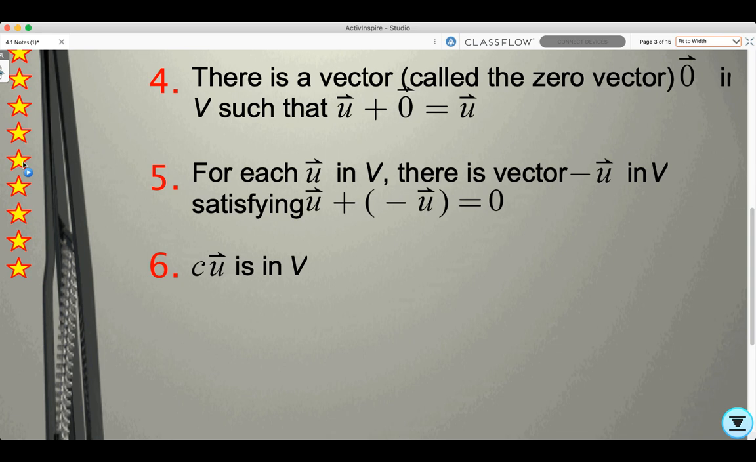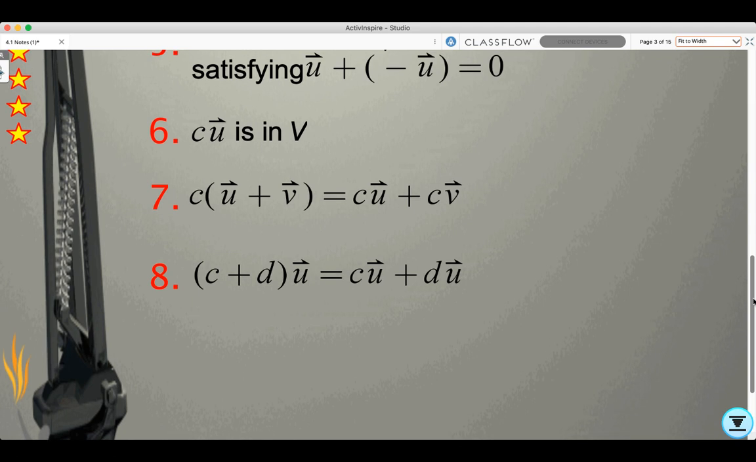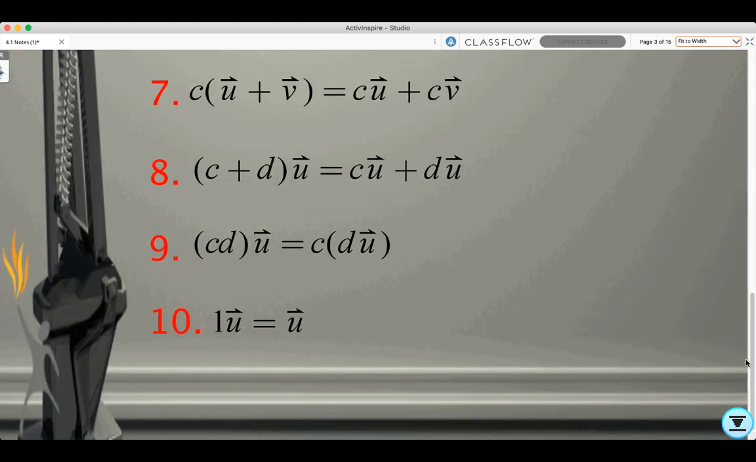c times u is in V. This also shows closure. c times (u plus v) equals cu plus cv, which is the distributive axiom. (c plus d) times u equals cu plus du, which is also distributive. (cd) times u equals c times (du), which is associative. And 1 times u equals u. It's the identity for scalar multiplication.